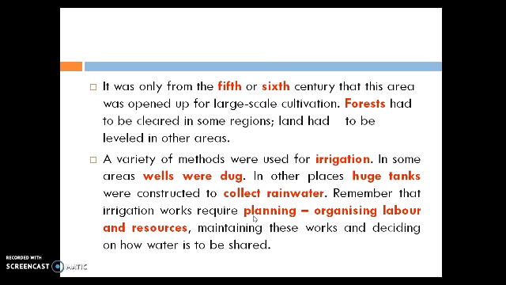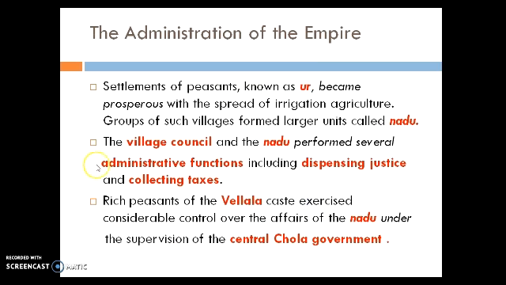Also we can say for better irrigation work we require planning, then organizing labor and resources, then we have to maintain the work and decide how the water should be shared. Next, administration of the empire.